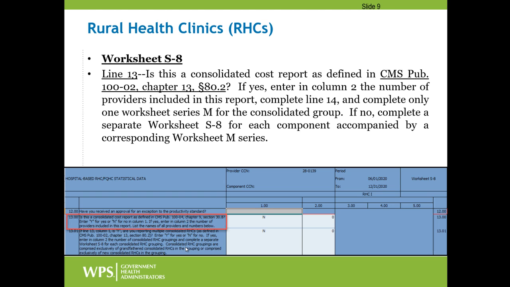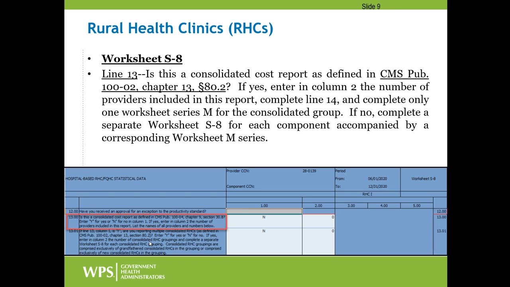So, for example, do you have a group of grandfathered and a group of non-grandfathered? You can have two consolidated groups. And if that's the case, what it's saying, if yes, enter in column 2 the number of groupings you have, and you have to complete a separate worksheet S-8 for each consolidated group. This is S-8. You're going to have another S-8 when this is answered 2 or 3. It's a very unusual mechanism. Usually the S-series worksheets don't have duplicates of themselves, but that's exactly what would happen here.